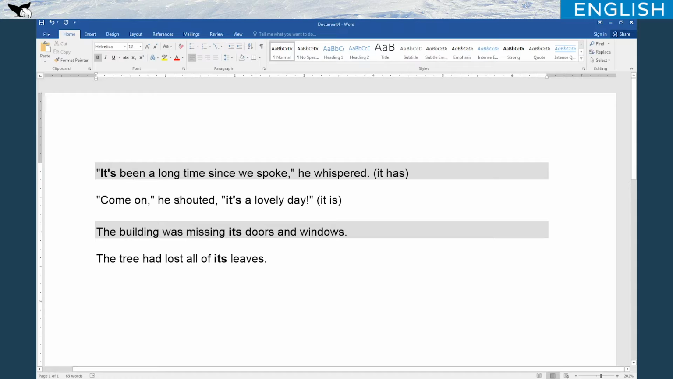So it's with the apostrophe means it has or it is. And you can see in these sentences, it has been a long time. It is a lovely day. That's what it means. Its with no apostrophe is the possessive form of the word it. So the building was missing its doors and windows. The tree had lost all of its leaves. It refers to tree, it refers to building, and then it owns doors and windows, and the tree owns its leaves. And so just remember that.